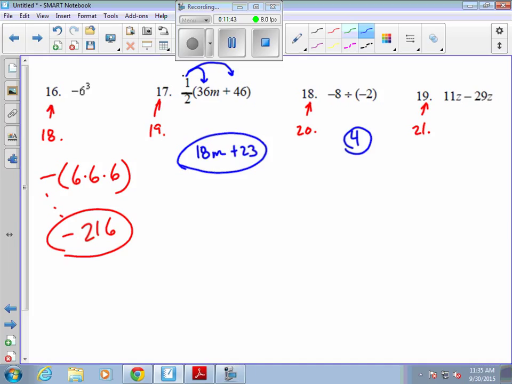11z minus 29z. Same like terms. Opposite signs though. One positive, one negative means you need to subtract them. 29 minus 11 is 18z. And since 29 is the higher absolute value, it's negative 18z. You keep that sign.